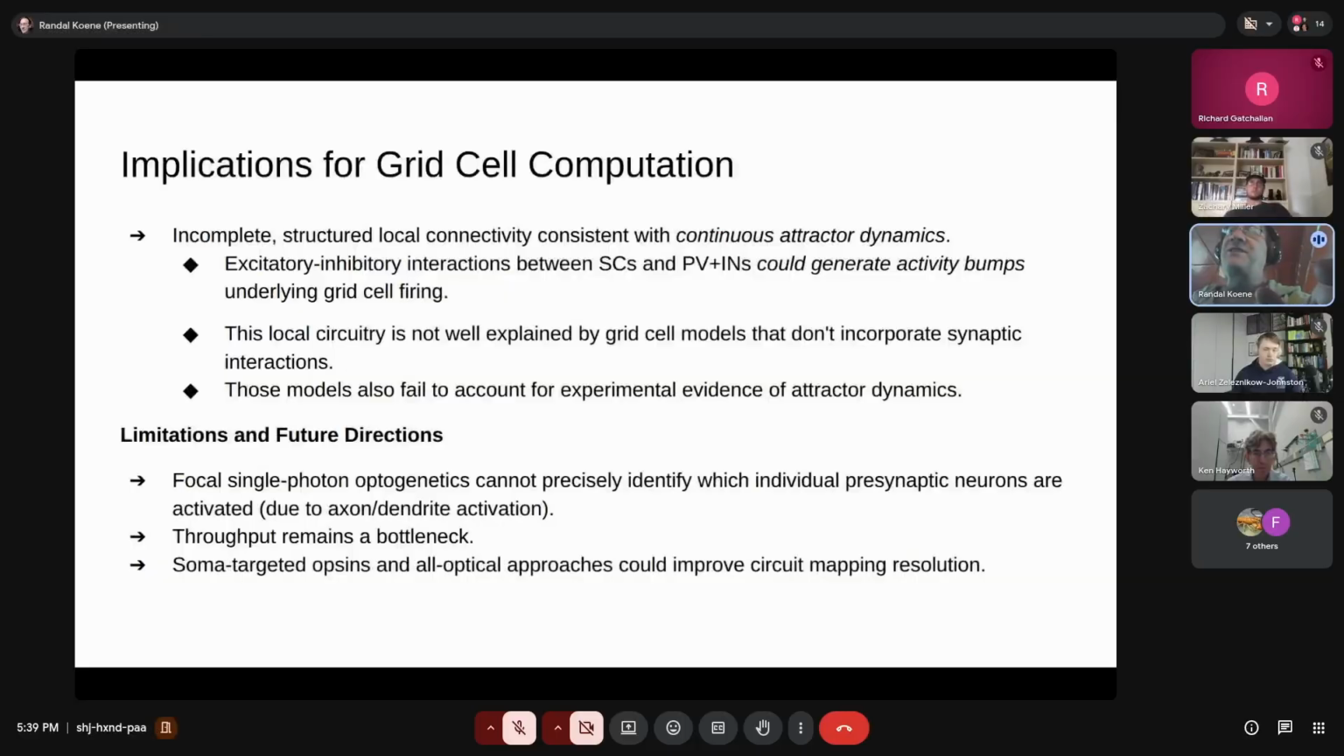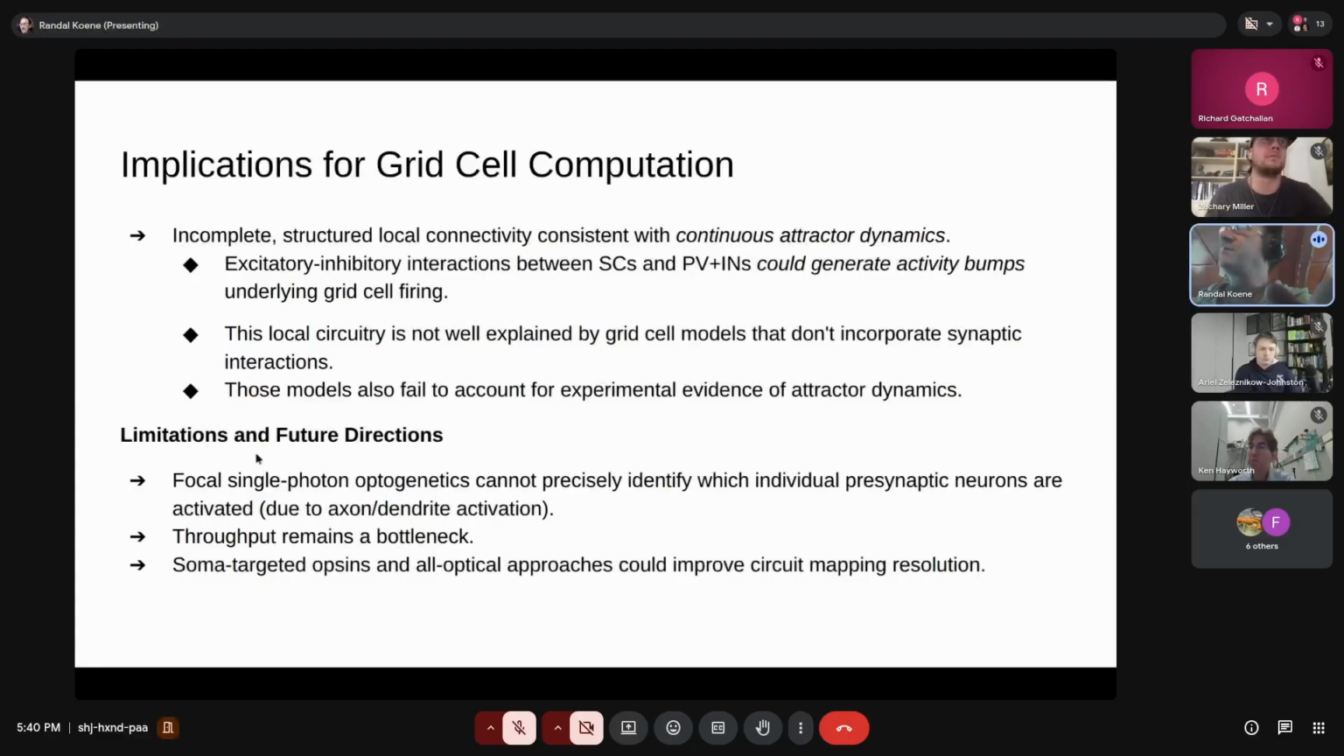What are the implications here for grid cell computation? The incomplete structured local connectivity is consistent with continuous attractor dynamics, where you have excitatory-inhibitory interactions between the stellate cells and PV plus interneurons that could generate the activity bumps underlying grid cell firing, though we'd have to look at a different paper to get a nice layout of that. The authors here note that this local circuitry is not well explained by grid cell models that don't incorporate synaptic interactions, and argue that those models also fail to account for experimental evidence of attractor dynamics.